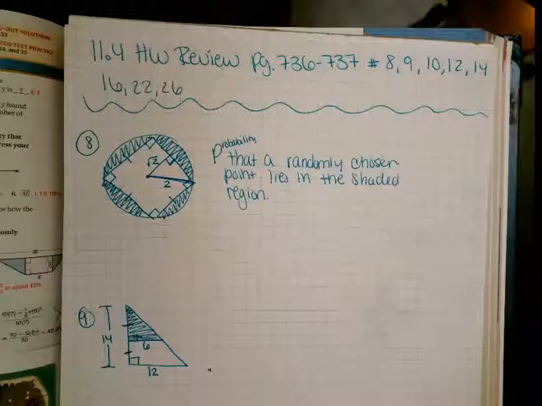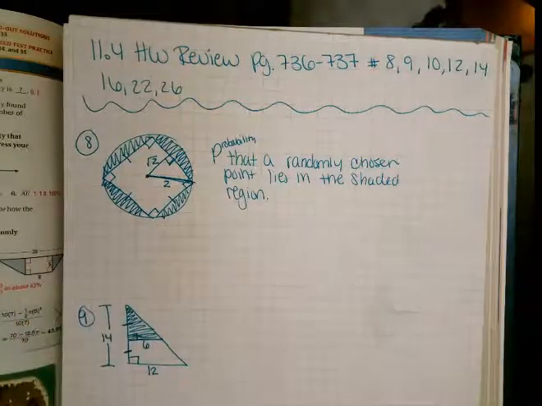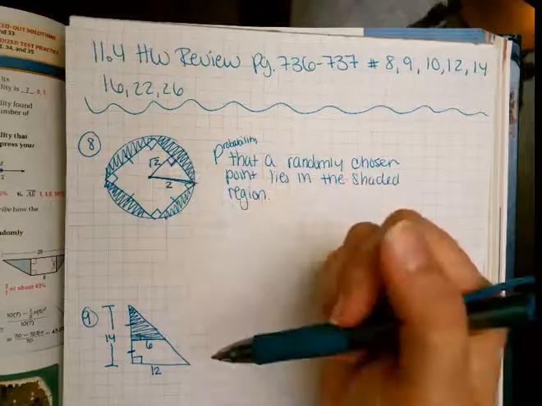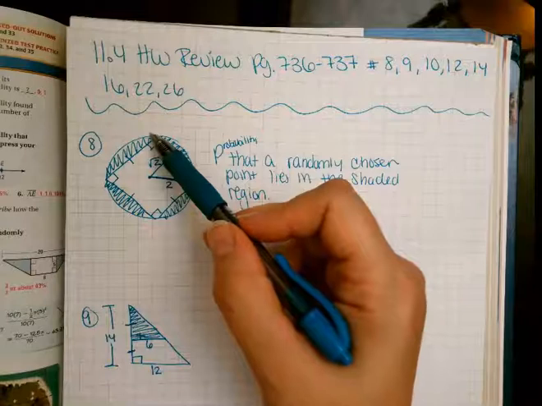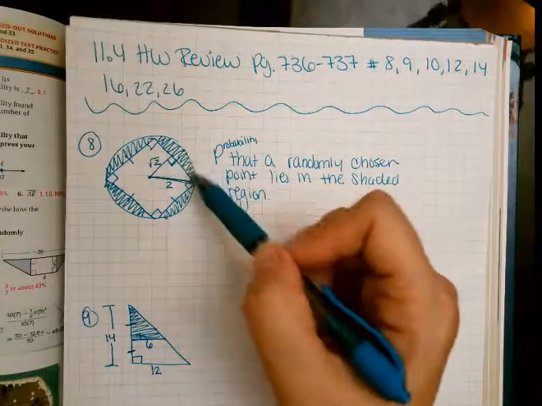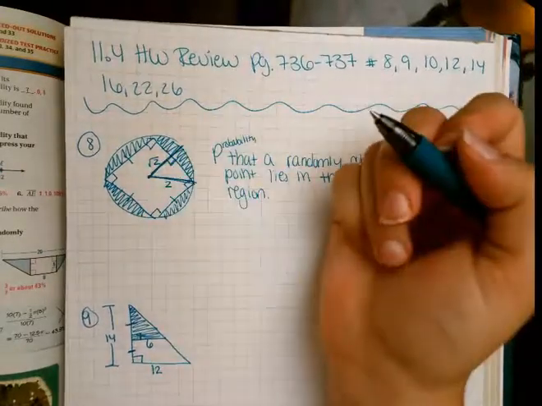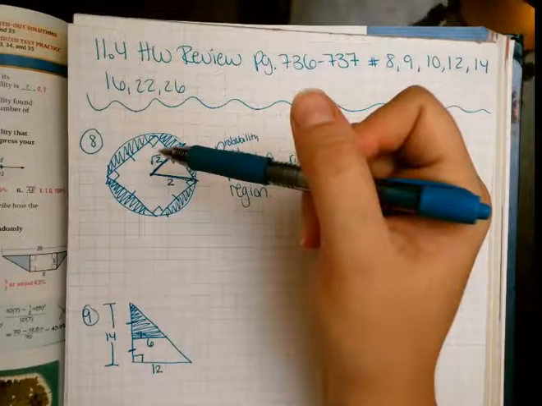So this one was asking for the probability that a randomly chosen point lies in the shaded region. In order to find this out, probability is what you want out of everything. So what we want is the shaded region. To get the shaded region, I'm going to find the area of a portion of this and then find this little arc. So we have a square inscribed in a circle.